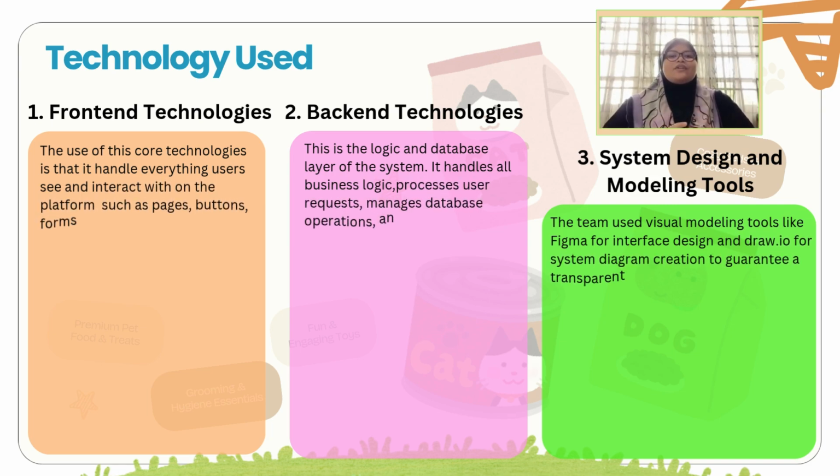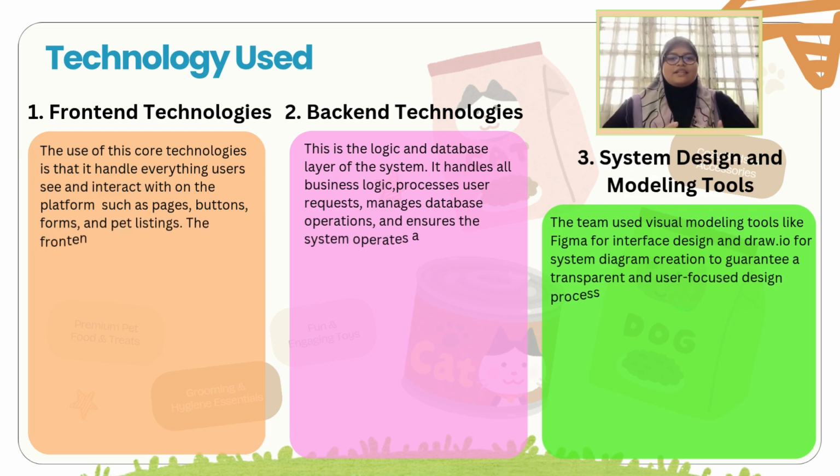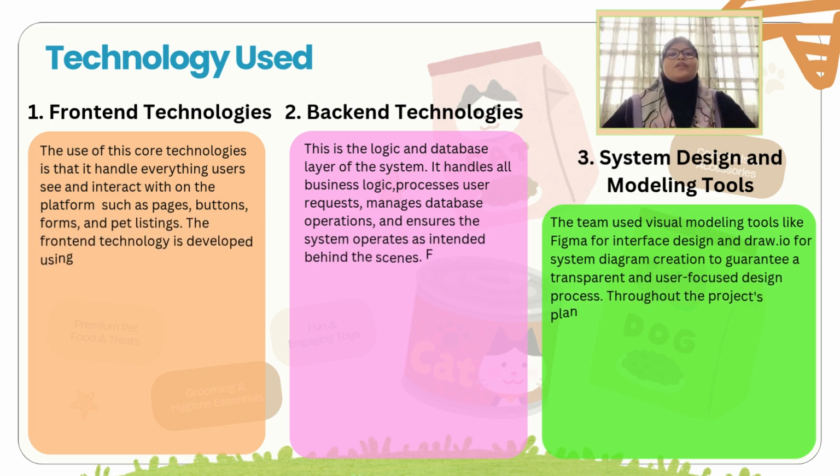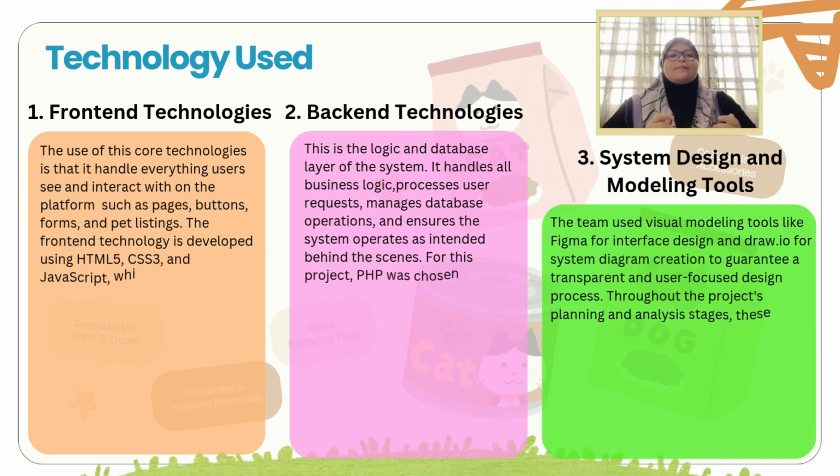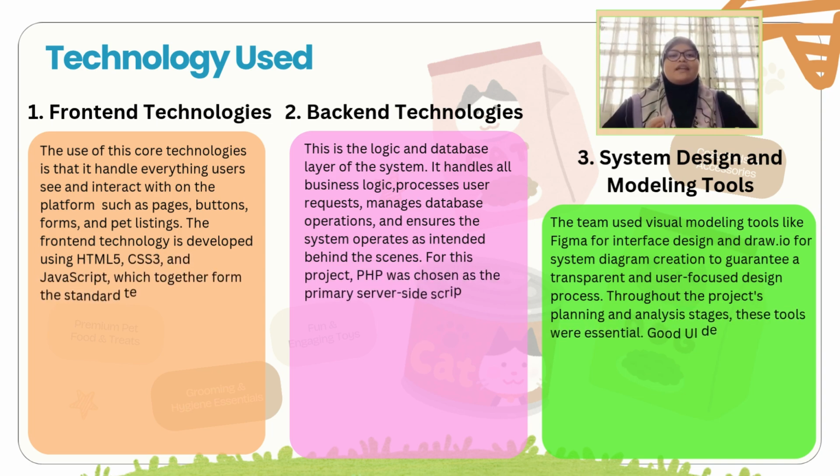Firstly is the front-end technology. The use of this core technology is that it handles everything users see and interact with on the platform, such as pages, buttons, forms, and pet listing.